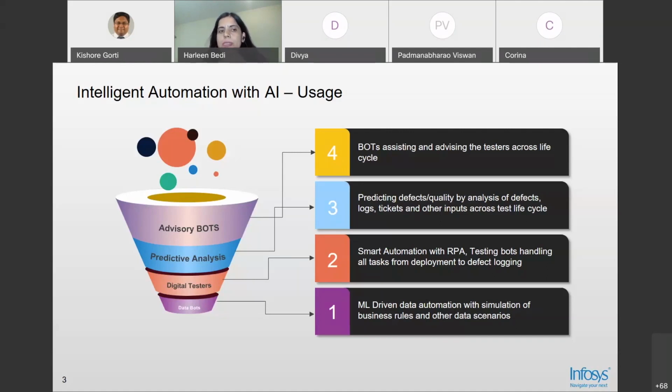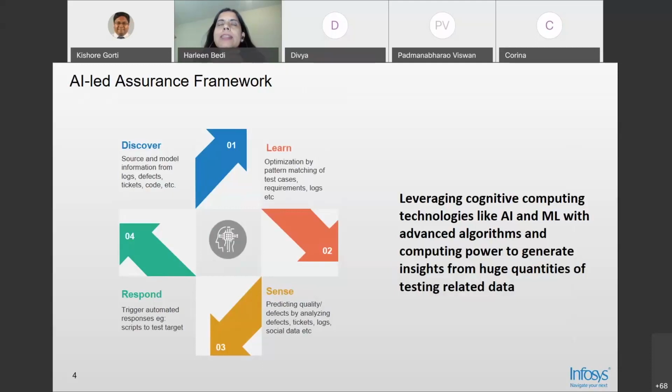Now, how do we build this, right? So I see that there is application maybe in certain places, or some people are trying to apply this in their organizations. So what is the whole framework that we have used? And Dr. Jim had spoken about the whole AI lifecycle, right? So this is the lifecycle which we refer to for our framework. So this is about discover, learn, sense, and respond, right?